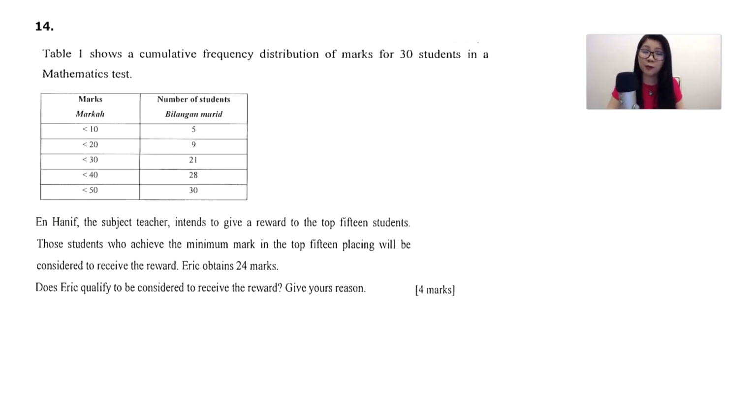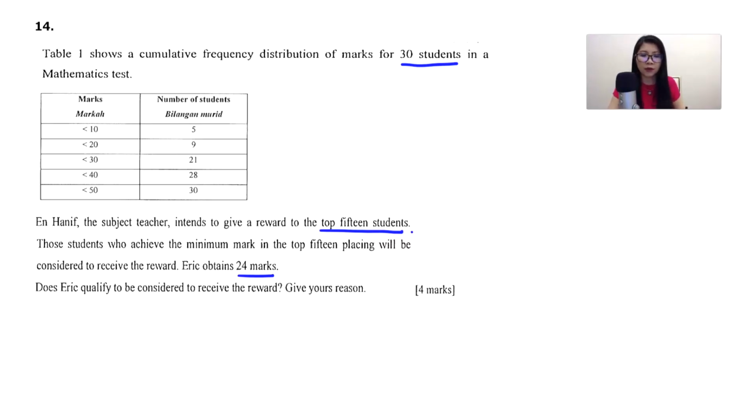Now let's look at question number 14. Table 1 shows a cumulative frequency distribution of marks for 30 students in a mathematics test. So 30 is the total number of students. They give you a table of marks and number of students. Encik Hanif, the subject teacher, intends to give a reward to the top 15 students. Those students who achieve the minimum mark in the top 15 placing will be considered to receive the reward. Eric obtains 24 marks. Does Eric qualify to be considered to receive the reward? Give your reason. This is 4 marks.